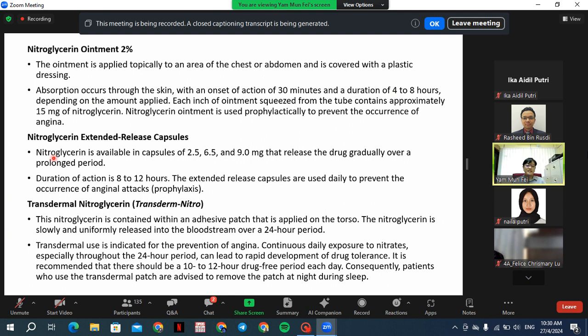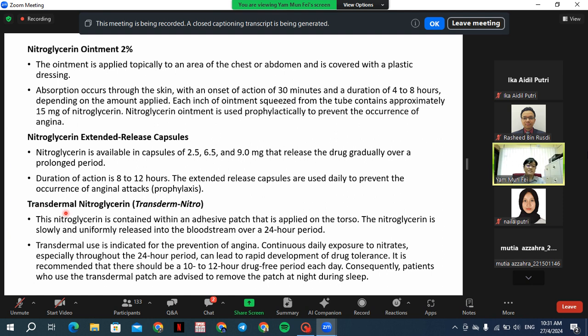There's another type of formulation, we call it nitroglycerin extended release capsule. They purposely formulate it into a special capsule which can control release. So normally the duration is up to 12 hours. This one can be used for prophylaxis purposes, meaning that you take one, and it can help you for 12 hours.